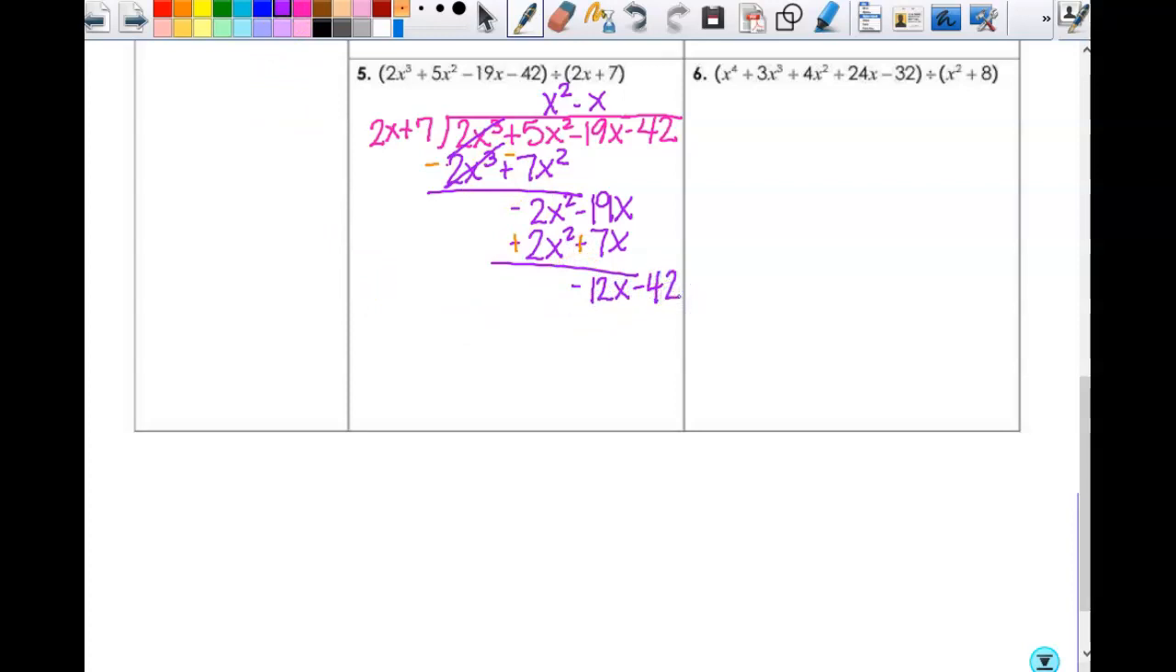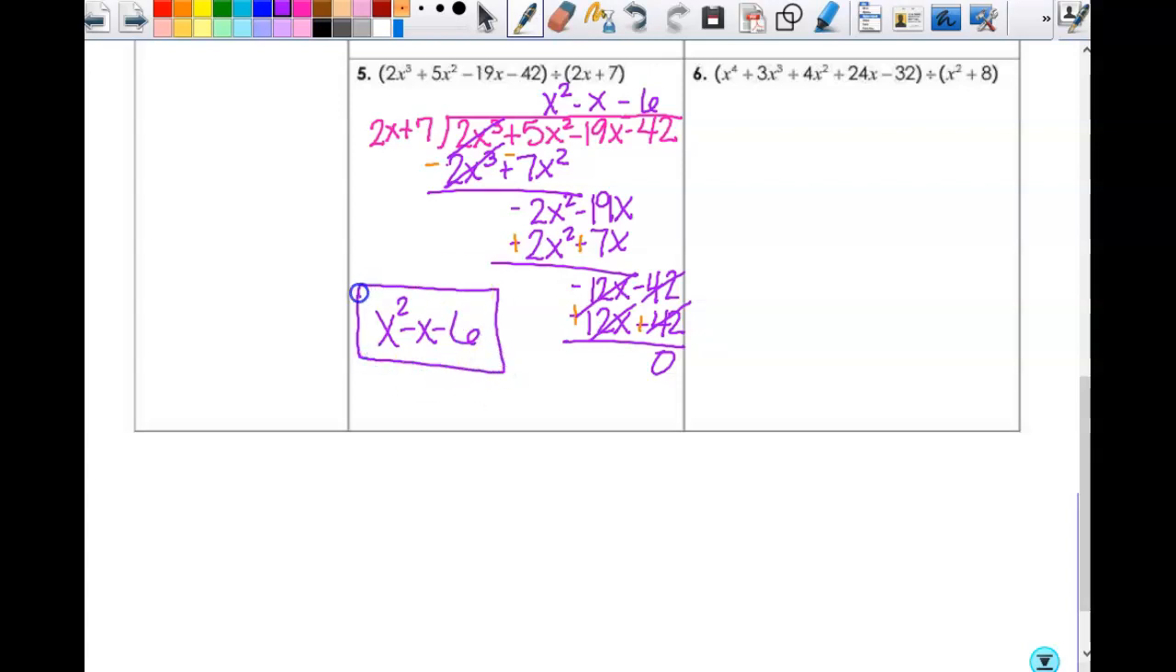So 2x would go into negative 12x minus 6. So negative 12x minus 42. Then I change the signs. And those both zero out. So my remainder is 0. And my answer is x squared minus x minus 6.